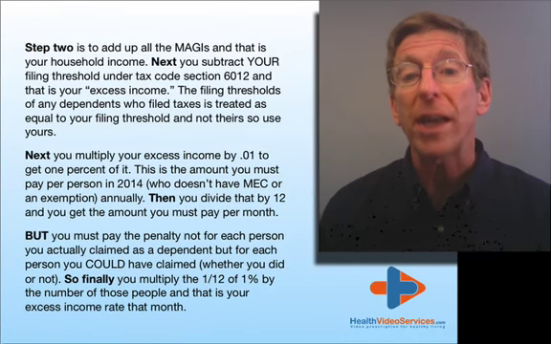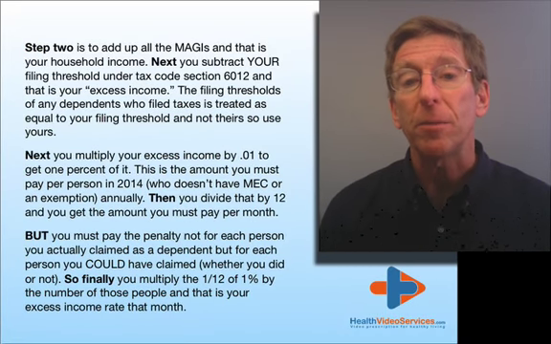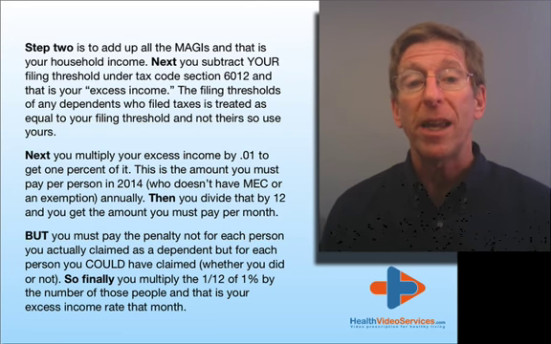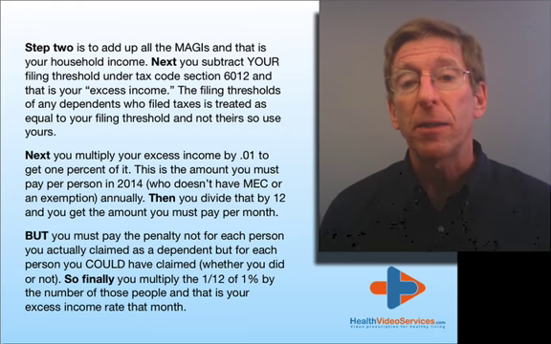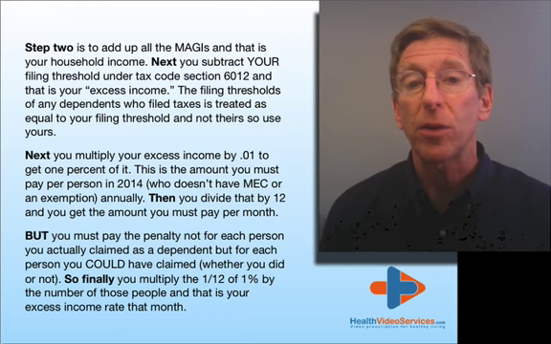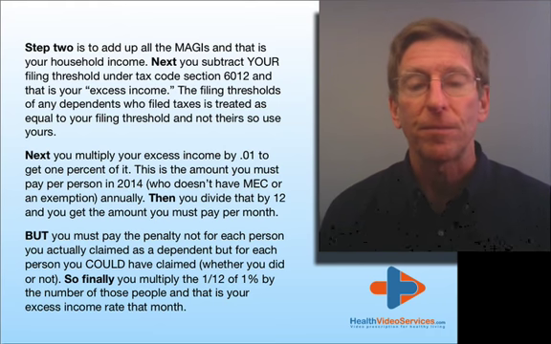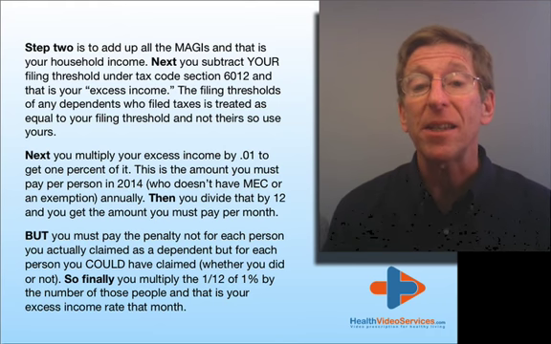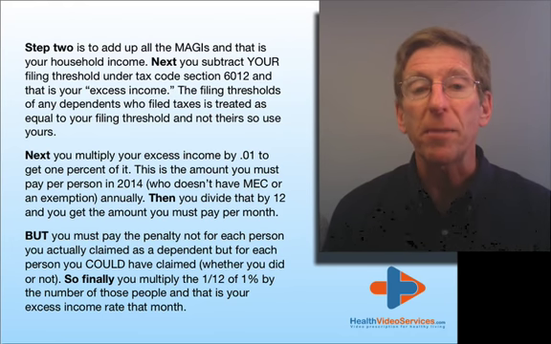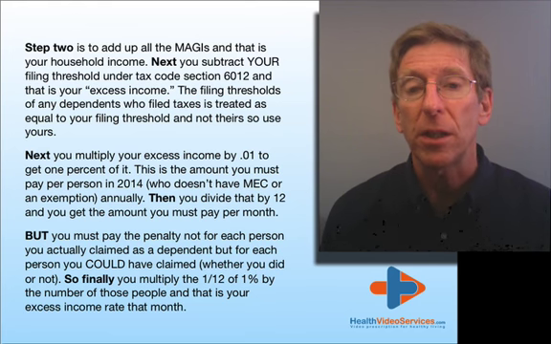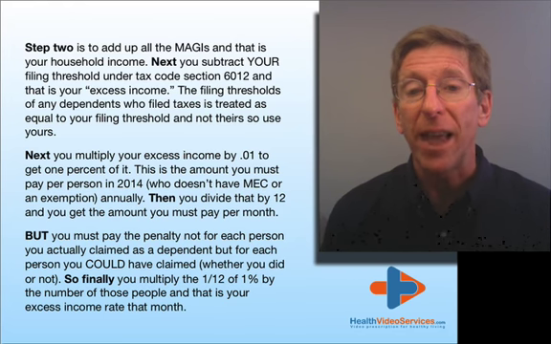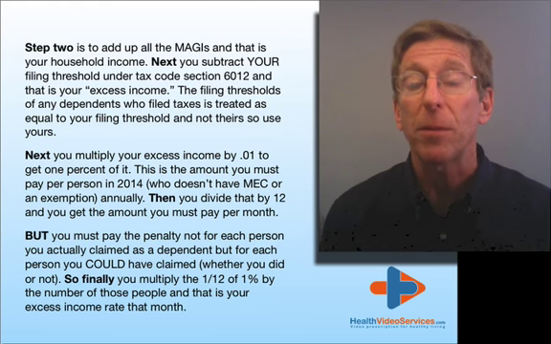Step 2 is to add up all the MAGI, and that is your household income. Next, you subtract your filing threshold under Tax Code Section 6012, and that is your excess income. The filing thresholds of all dependents who filed taxes are treated as equal to your filing threshold and not theirs, so use yours. Next, you multiply the excess income by 0.01 to get 1% of it. This is the amount you must pay per person in 2014 who doesn't have MEC or an exemption annually. Then you divide that by 12 and you get the amount you must pay per month.